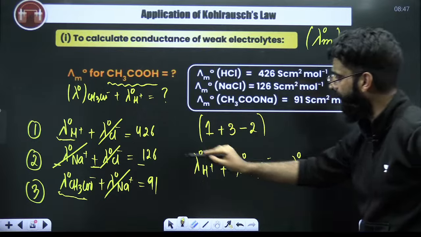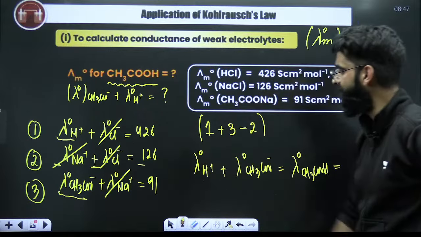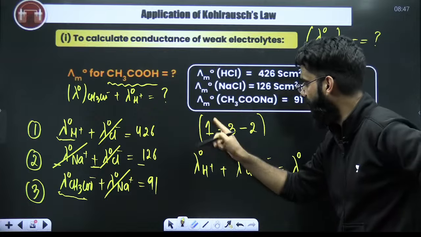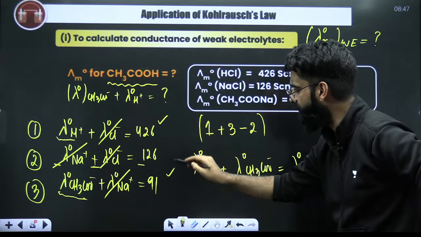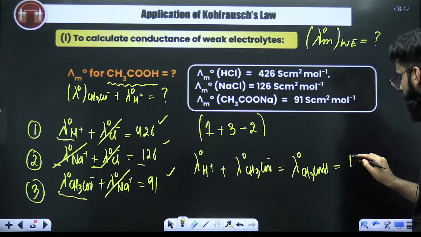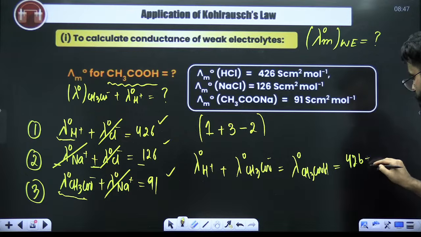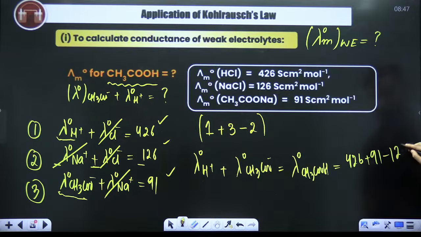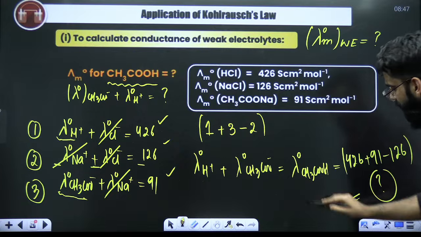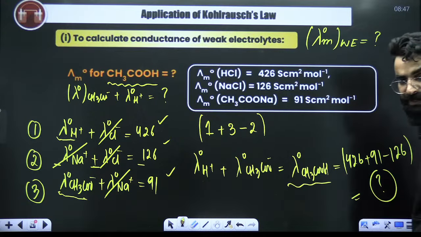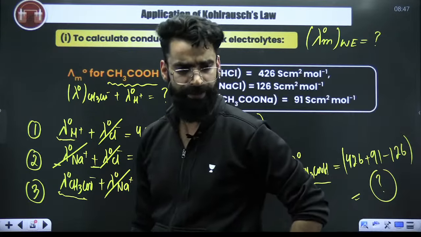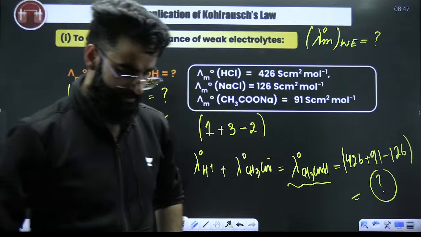Same operation you are going to do with these molar conductivities. So 1 plus 3 minus 2. Whatever value you get from here, that is going to give you the molar conductivity at infinite dilution for this particular weak electrolyte. Did you get it? Did you get it properly?